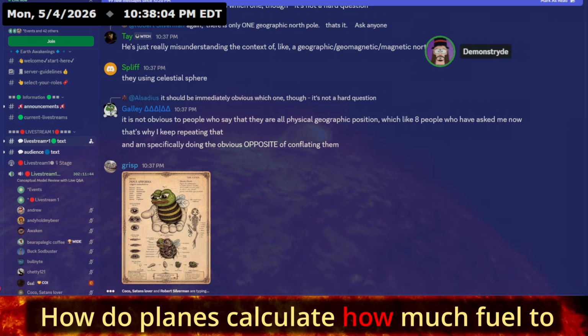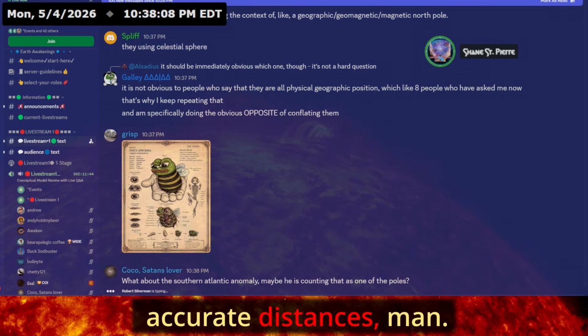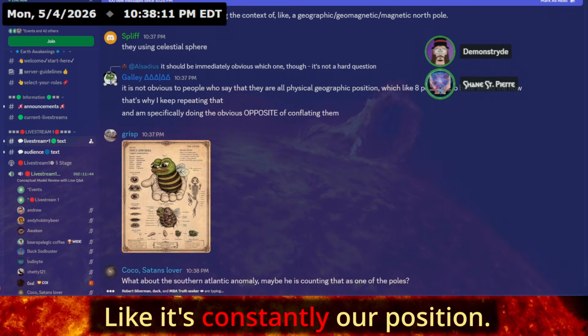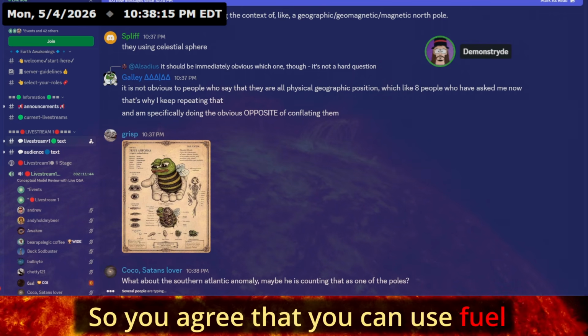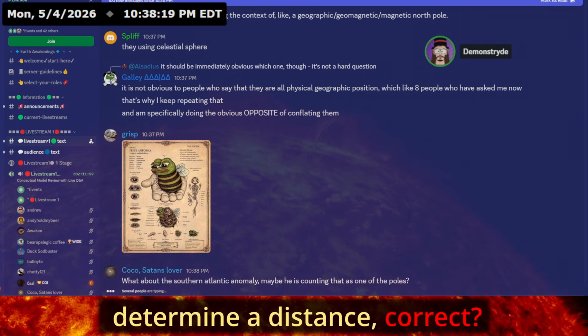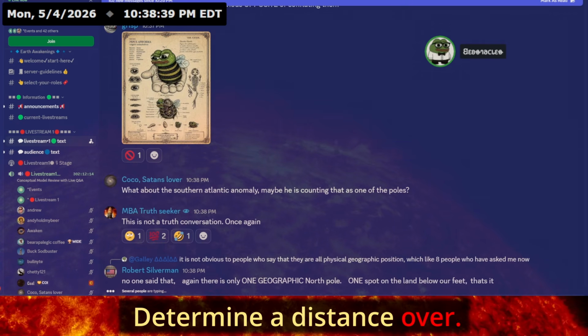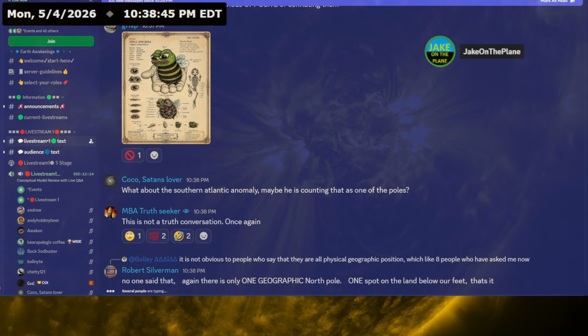How do planes calculate how much fuel to put in their airplane? Based on latitude. Latitude, longitude gives you accurate distances, man. We say this all the time. It's constantly our position. So you agree that you can use fuel calculations and the speed of a craft to determine a distance, correct? Crickets. Determine a distance over. I mean, this idea that he likes WGS84.